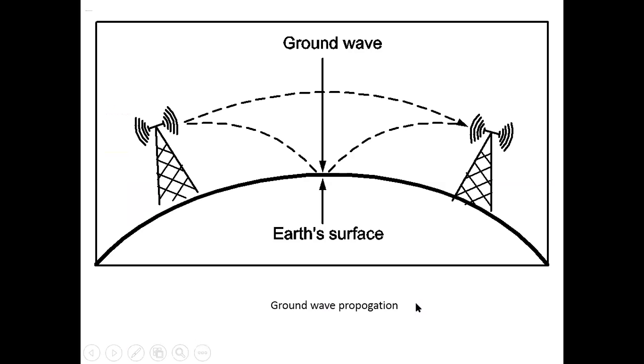Now there are three types of propagation. Whenever you are talking about RF communication, microwave communication, or unguided wireless communication, basically three types of propagation are there. Number one, ground wave propagation. So what is it?